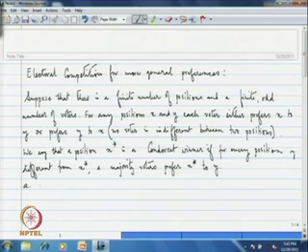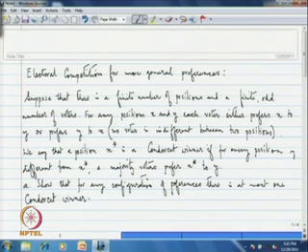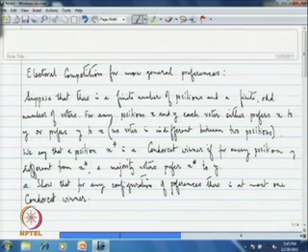One, show that for any configuration of preferences, there is at most one Condorcet winner, which basically means that either there is just one winner or there is no winner. Now, what is the proof?